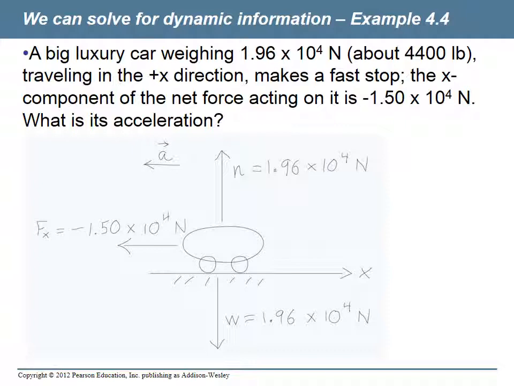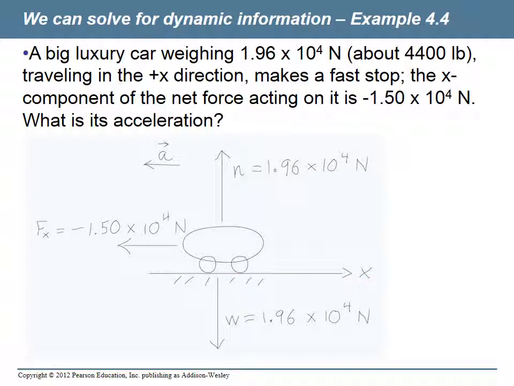So let's run through a quick little example of how we can pull in the relationship between mass and weight in order to solve a problem. Let's say we have this, and we'll practice setting up the free body diagram as well. We have this luxury car that weighs 1.96 times 10 to the 4th newtons, which is 19,600 newtons, traveling in the positive x direction. So we denote positive x is this way over here, and it makes a fast stop.